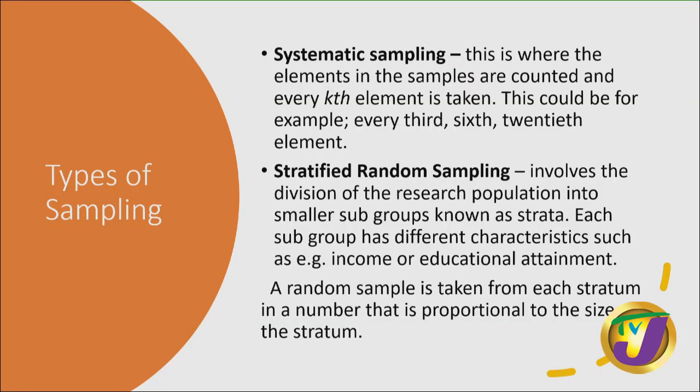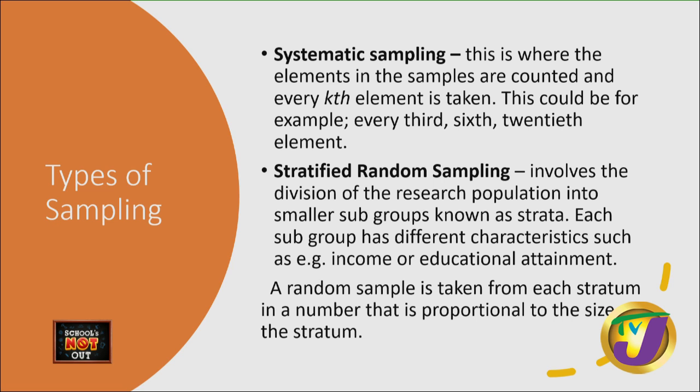Then we have stratified random sampling. This is the one most of you will use in your SBA. This is the most popular one, and we'll go through it so you can understand it. This is where we stopped the last time, so you know how you pick a stratified random sample. It involves the division of the research population into smaller subgroups known as strata.